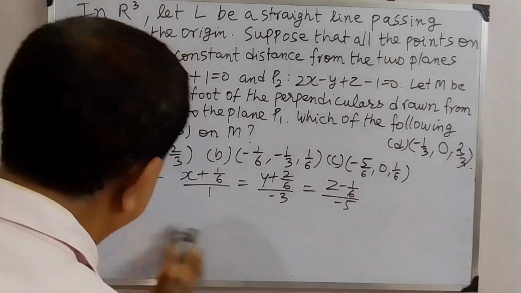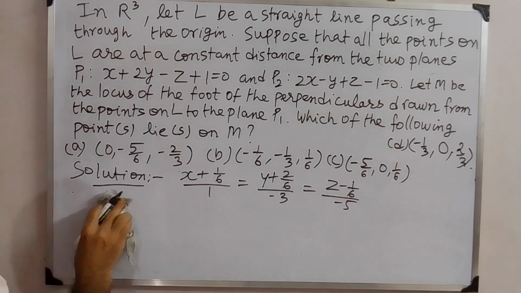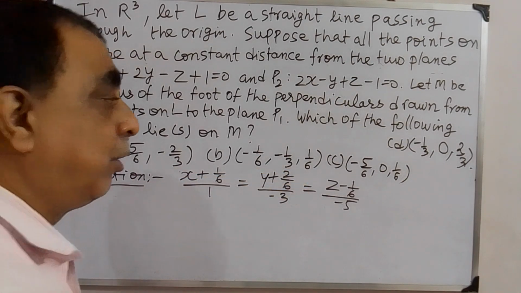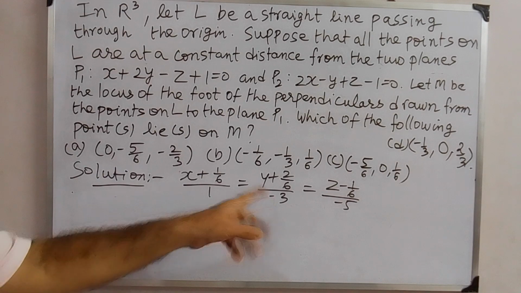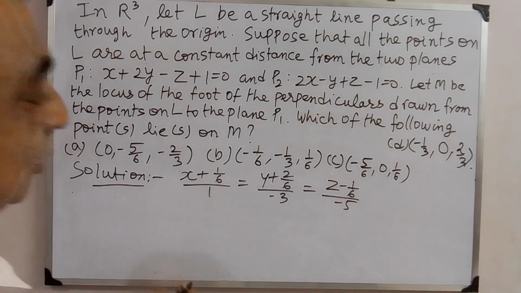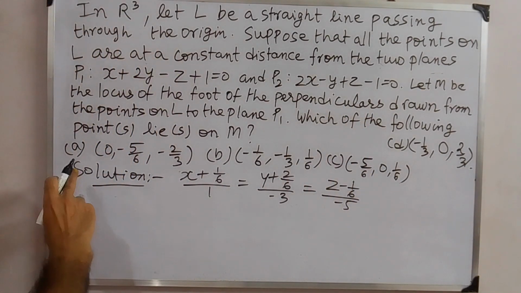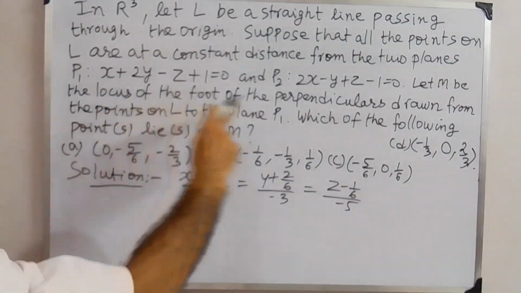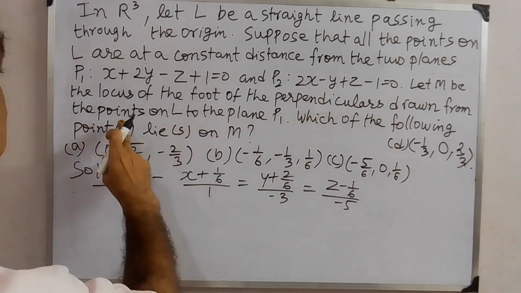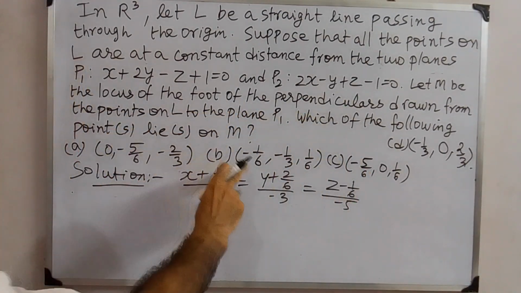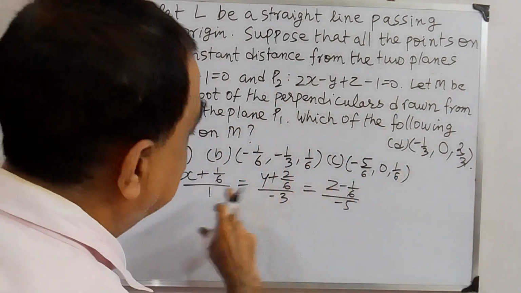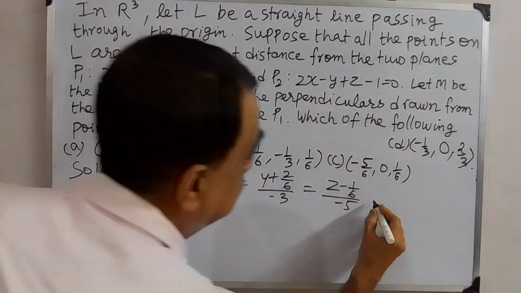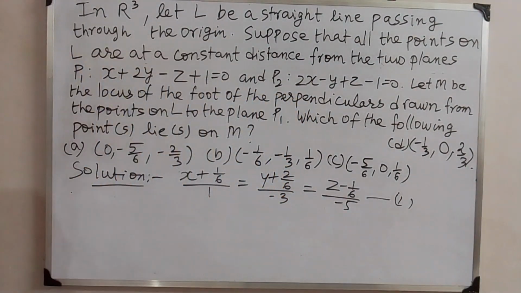Now we will check whether the given points are lying on this projection or not. The point which lies on this projection will be the answer, because it is asked which of the following points lie on M, the locus of the foot of the perpendicular. So we have to find out which given points satisfy this equation. Let this be equation B1.